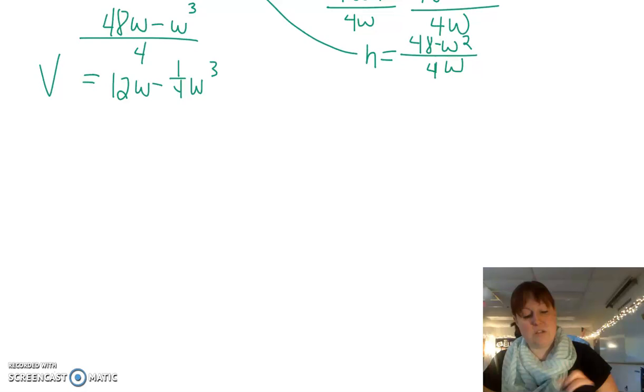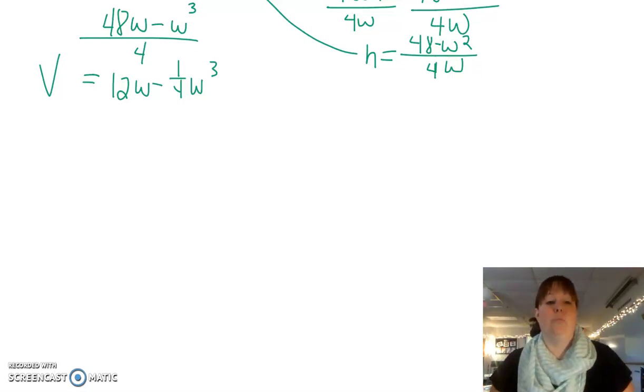Step number 4 is finding the domain. So we first need to find the domain. What's the domain of this? Well, you look at this and you say it's a polynomial, so it can have any domain, right? It can take on any value.